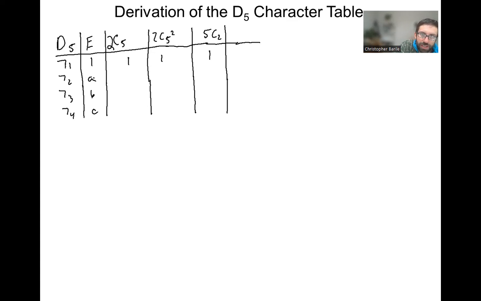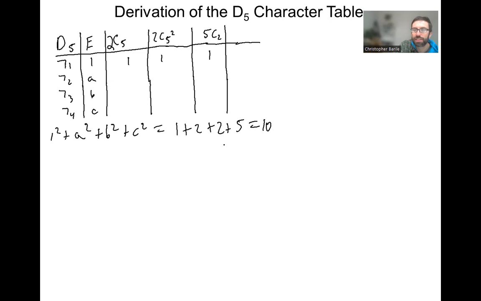I'm just calling them placeholders right now, a, b, and c. Dimensionality is just a fancy name for the characters under the column of identity. And there's a character table rule, and again, look at my character table rules video for an explanation of all these rules, that the sum of the squares of the dimensionalities, so in this case 1 squared plus a squared plus b squared plus c squared, has to equal the order of the point group. The order of the point group is the total number of symmetry operations, which in this case is 10, right? 1 plus 2 plus 2 plus 5.